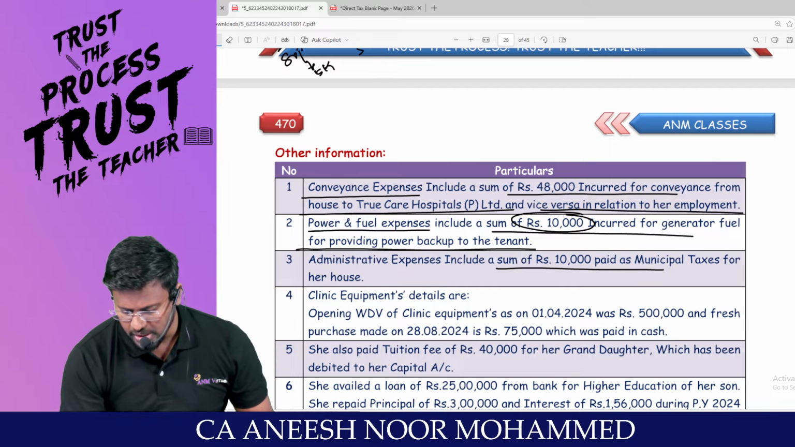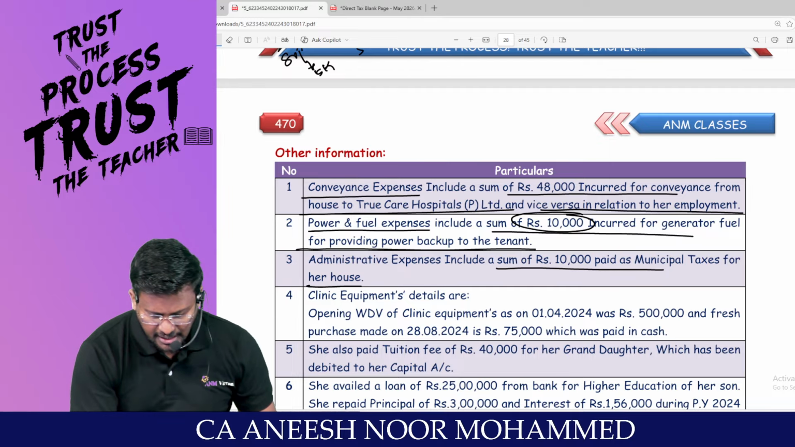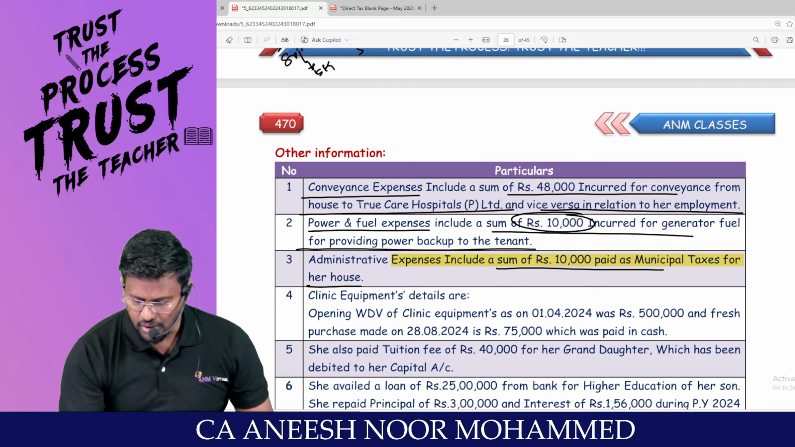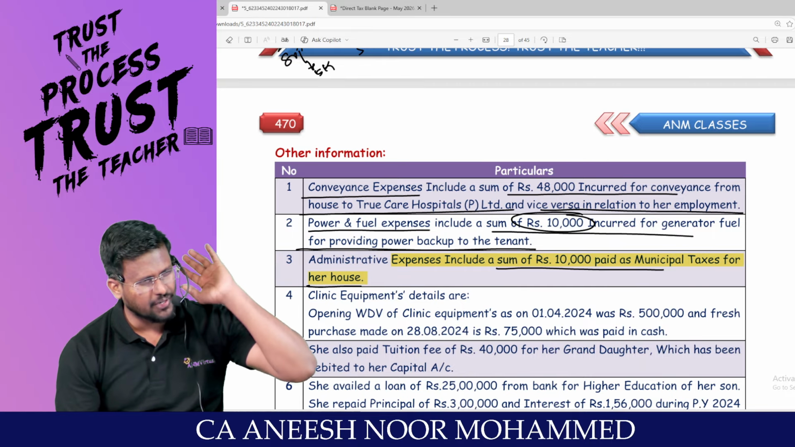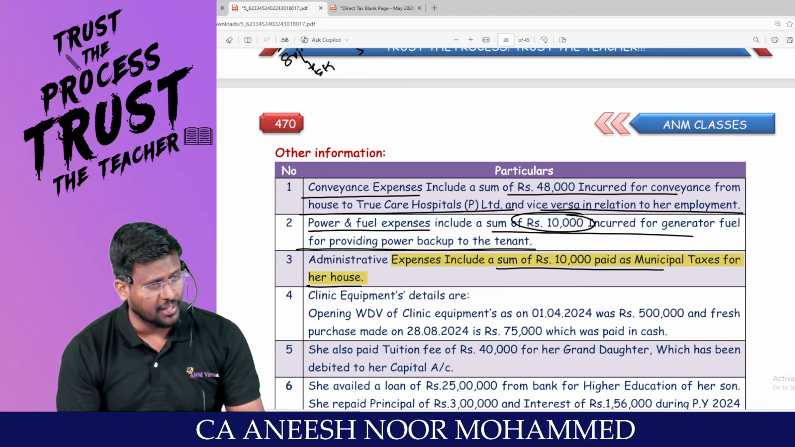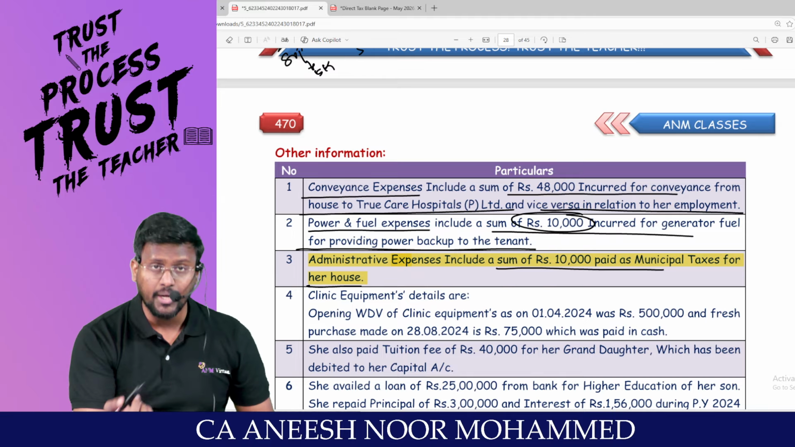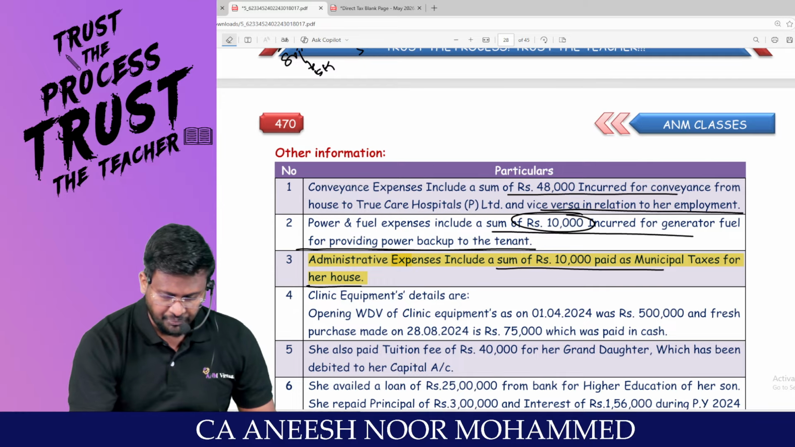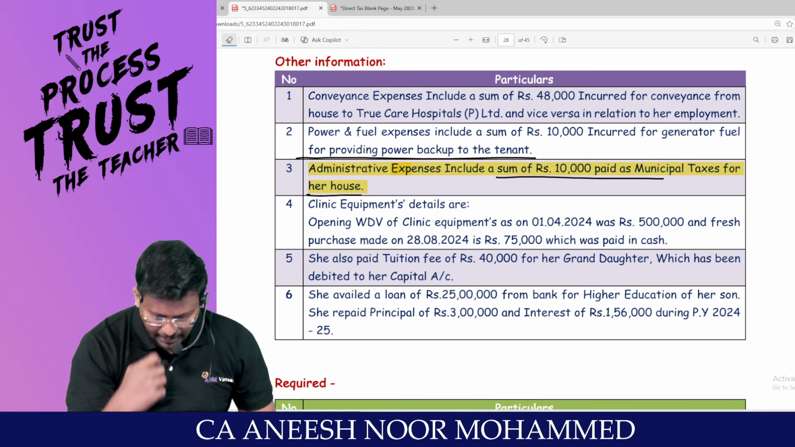Administration expense includes a sum of 10,000 paid as municipal tax for our house. It should be added back, because last year's 5,000 plus current year's 5,000, 5 plus 5, that 10,000 is included in the administration expense. Should be added back. Super, sir. Clinic equipment details, sir.